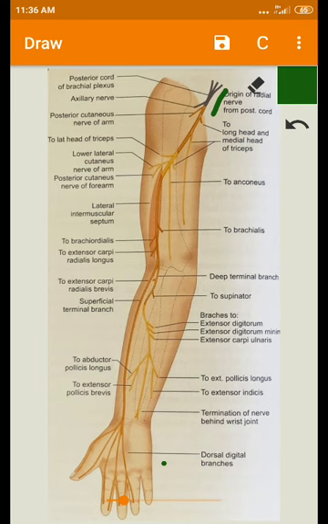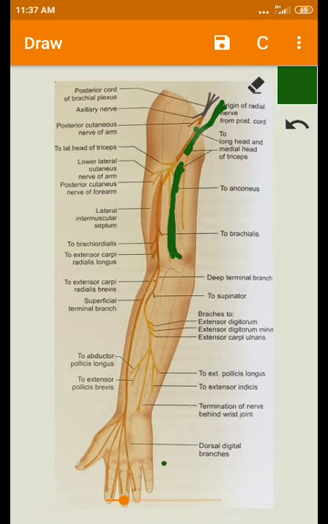So it descends behind the third part of the axillary artery. So in the axilla, we know that subclavian artery, axillary artery, and then it is continued as the brachial artery, isn't it? Yes. So it lies behind the third part of the axillary artery and upper part of the brachial artery. Okay, so it is the continuation of the posterior cord of the brachial plexus.